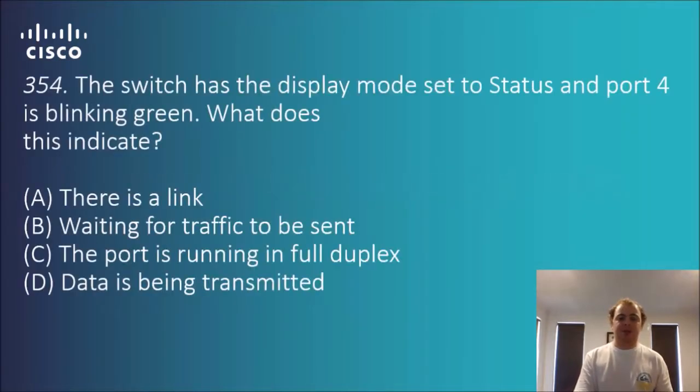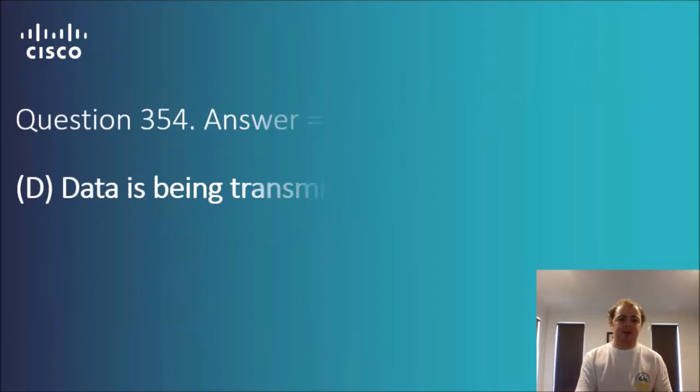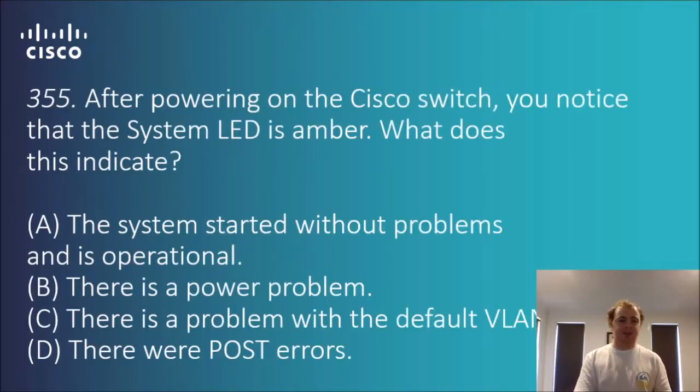354, the switch has the display mode set to status and port 4 is blinking green. What does this indicate? There is a link waiting for traffic to be sent, the port is running in full duplex, or data is being transmitted. Alrighty, so if there's a link, there's generally just a green. Waiting for traffic to be sent probably won't be blinking green. So we've got C and D, data being transmitted, or the port is running in full duplex. The answer for this one is D. Data is being transmitted. Normally when you go into a server room, there's switches and they've got blinking lights, stuff's going down, you know.